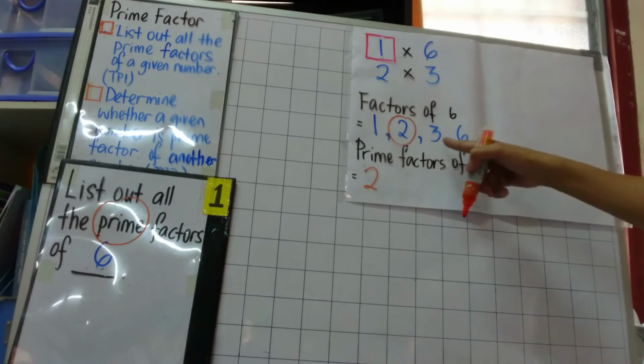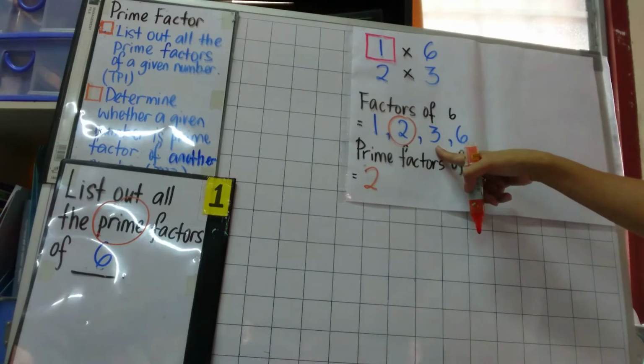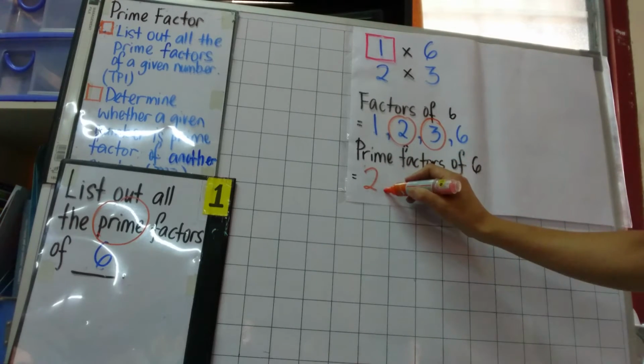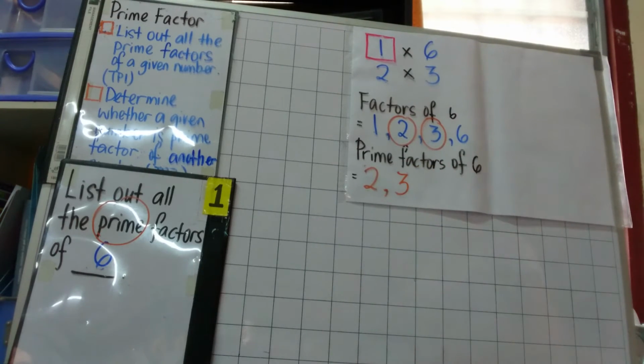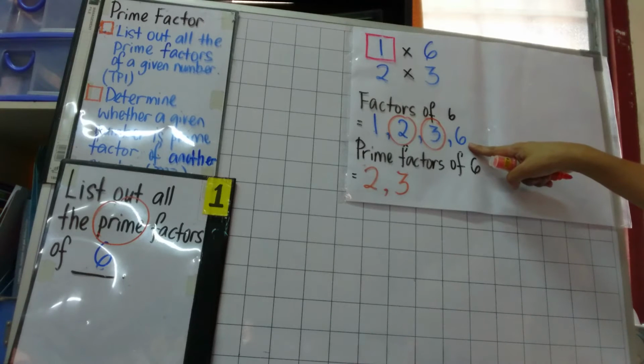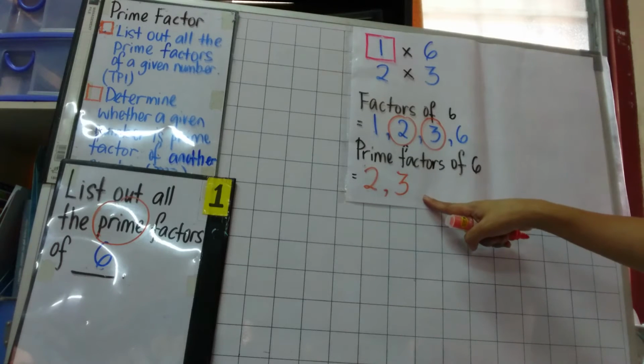After 2, we check with 3. Is 3 a prime number? Yes. Therefore, 3 is also a prime factor of 6. And lastly, how about 6? Is 6 a prime factor? No. Why? Because 6 can be divided by 2 and it also can be divided by 3. Therefore, 6 is not a prime number, and hence 6 is also not a prime factor.